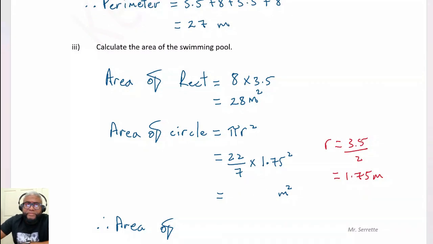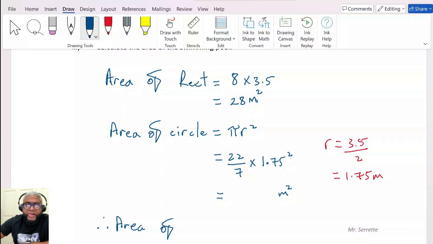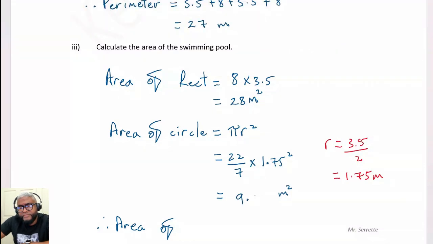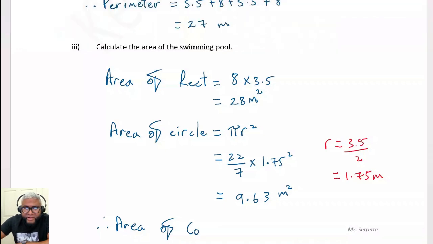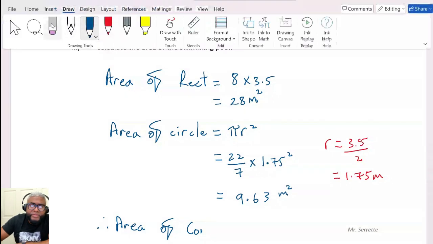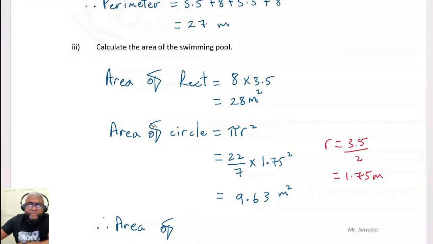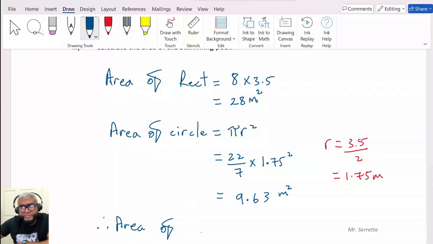Yes, that's correct. 9.625, or 9.63. That was the first answer Amelia gave me. Very good. So the area of the swimming pool, because that's what they asked us for. Area of swimming pool.